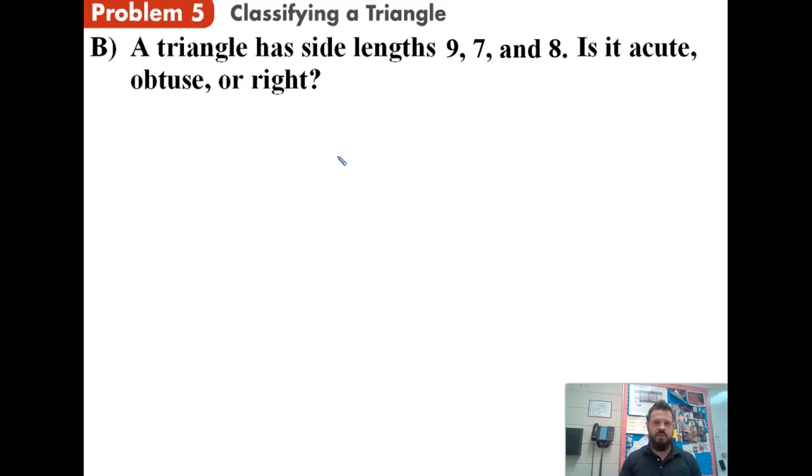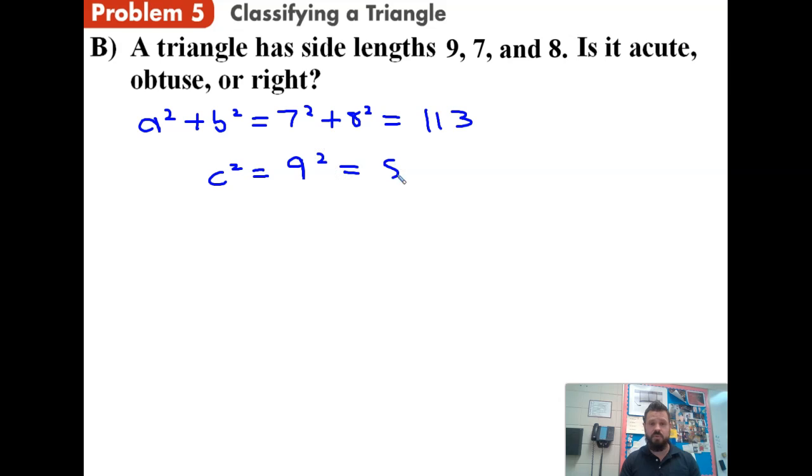All right, running through B, we've got our two shorter sides for a squared plus b squared. That's going to be 7 squared plus 8 squared, which is equal to 113. For c squared then, we'll use the biggest side, the 9 squared, which is equal to 81. Okay, in this case, we see that c squared is less than a squared plus b squared. Therefore our biggest angle has to be less than a right angle, meaning we have an acute triangle.